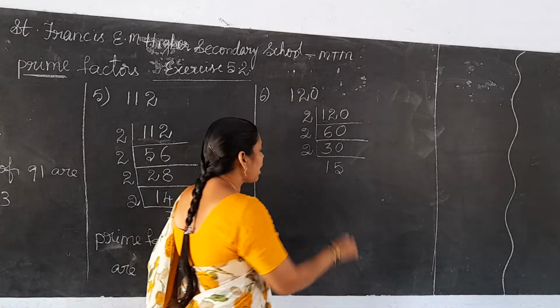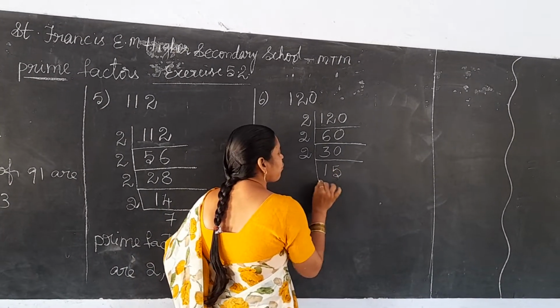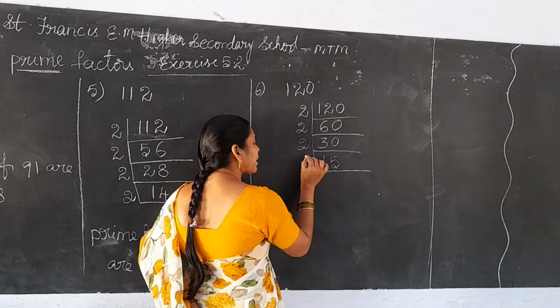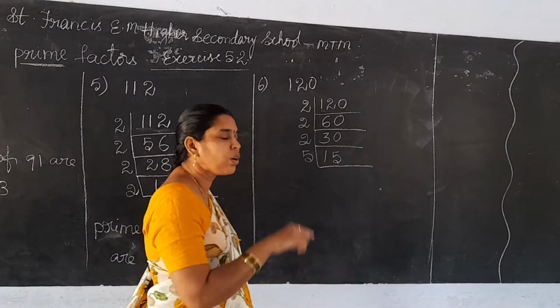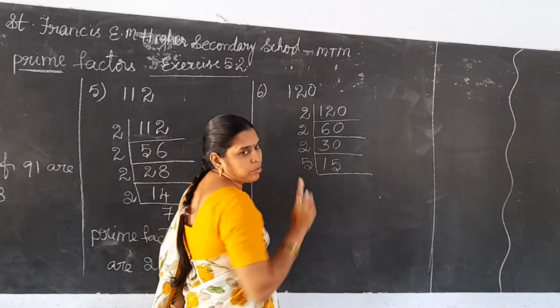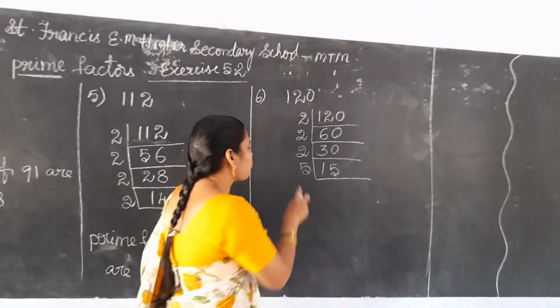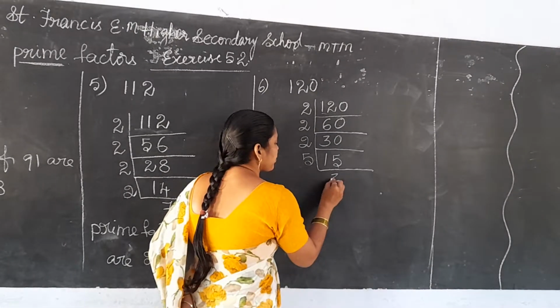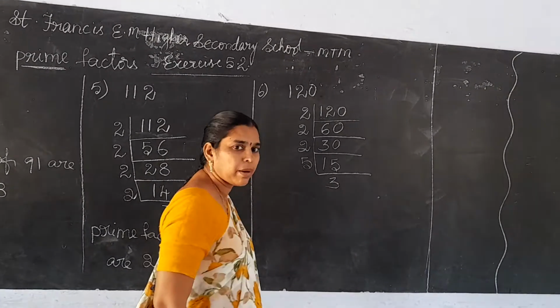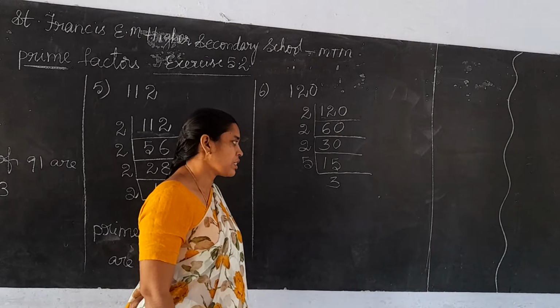Now, what is the last digit here? 5. So the 5 table will be used, because 5 is a prime number. We should only take prime numbers. Clear children? So how many times will 5 go in 15? 3 times. Right? Is 3 a prime number? Yes.